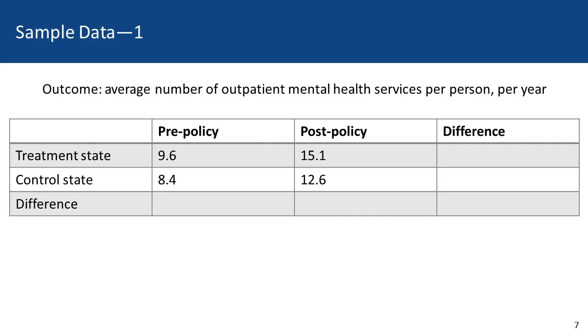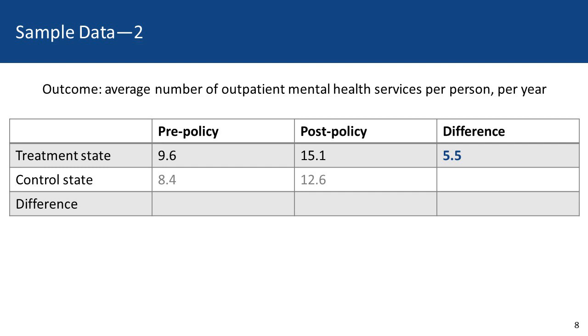These are some made-up numbers for an illustrative example. So let's say that we are interested in looking at the change in the average number of outpatient mental health services used per person per year in a given state that has implemented a policy that we expect would affect this outcome. So we've collected some data here in the treatment state and in a control state that did not have a policy change. And we have data from a time point before the policy was implemented and a time point from after the policy implementation.